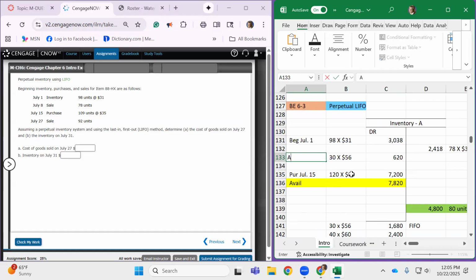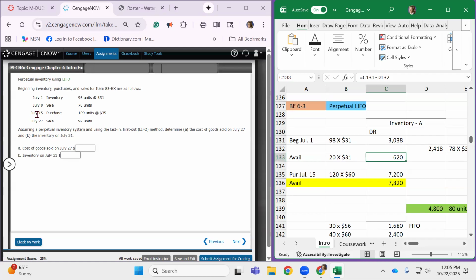Okay, then we have a remainder. So I'll just put available. Available works just fine. So if we had 98 and we sold 78, we have 20 remainder, 20 available after that sale. So if you're using perpetual, you always know how many you have remaining. Okay, so we have 20 items at the $31 cost. So we now have $620 worth of items. There's 20 left.